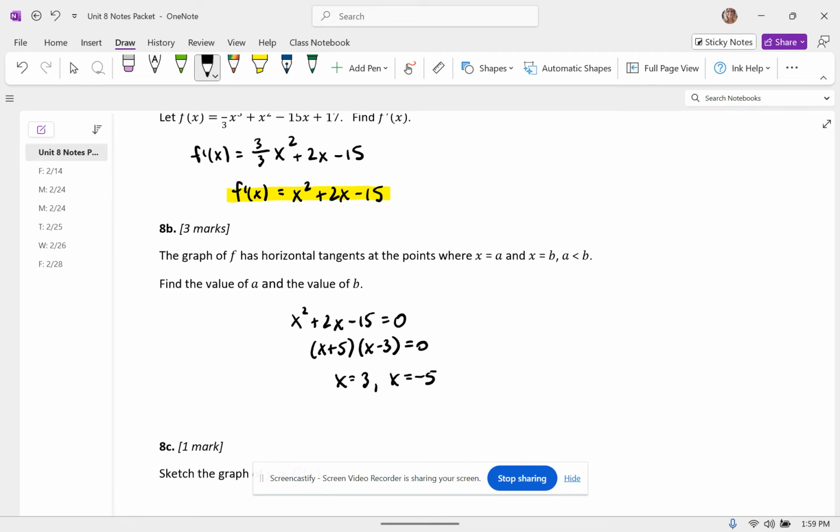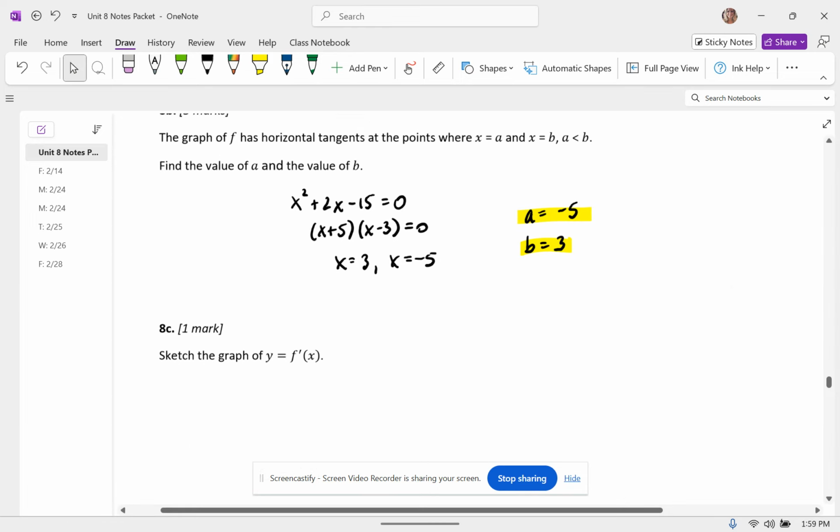Do we have to classify them at this point? We don't have to classify them as maxes and mins, do we? X equals A, X equals B. A is less than B. Okay, so A is -5. B is 3. Yep.